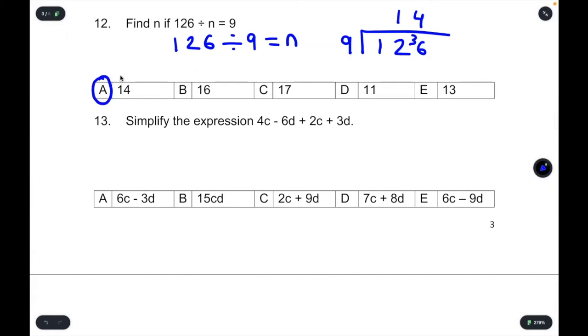Now, what we do in algebra, which is the branch of maths where we're dealing with an unknown letter that represents a numerical value, is we can substitute this value, 14, back into the position of n and see if it makes sense or not. So can I say 126 divided by 14 equals 9? Yes, I can. If I couldn't, then I can't just replace n with 14.